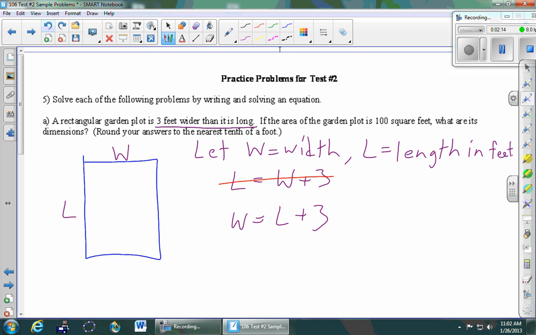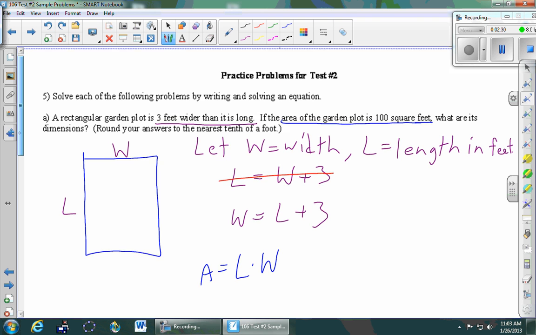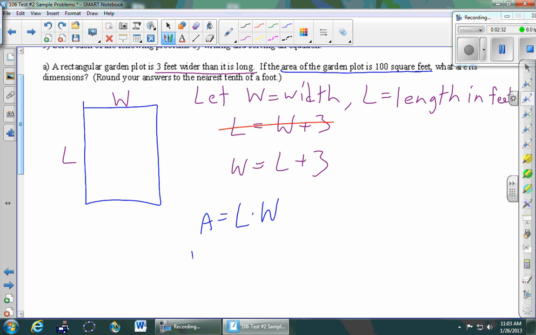And then the other piece of this puzzle has to do with the area of the rectangle. So let's start with the formula for the area of any rectangle. It's length times width. And in this case, we know what the area is. We know the area is supposed to be 100. So instead of the A, I'm going to put 100 is equal to length times width.